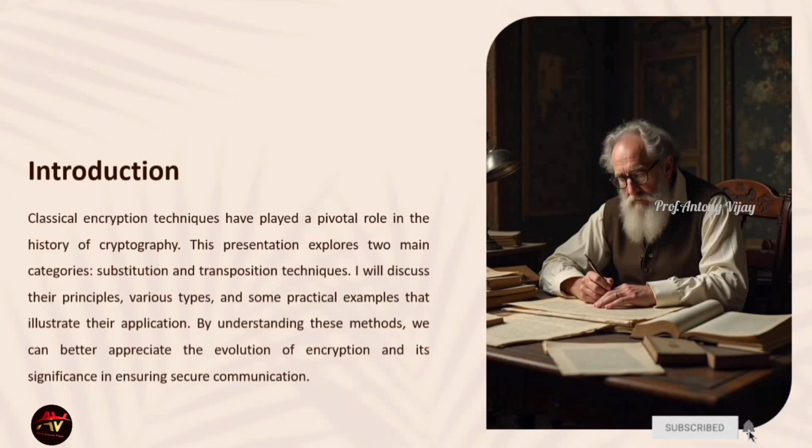Have you ever thought about how people keep their messages secret before encryption? Classical encryption techniques were the first ways to hide information. They use simple tricks like changing letters or rearranging them. Kings, spies, and soldiers used these methods to protect their messages. These old methods help us to keep our data safe today.